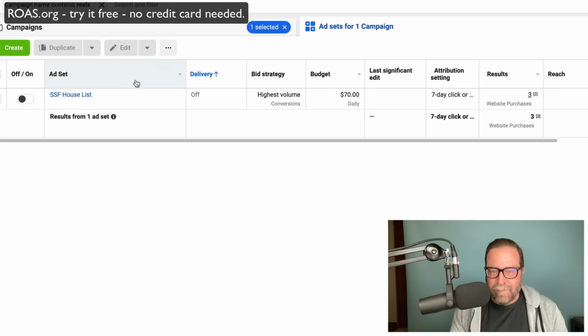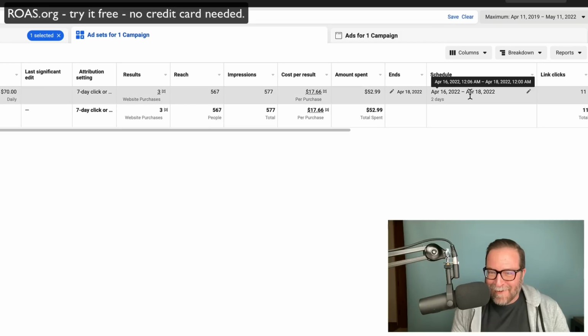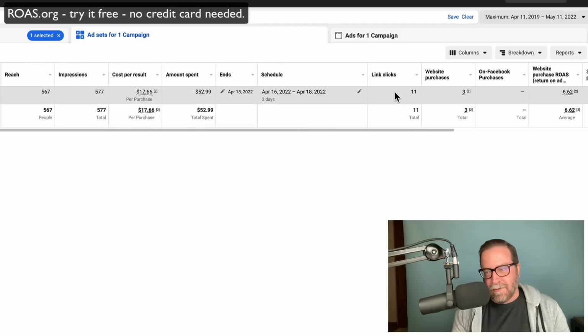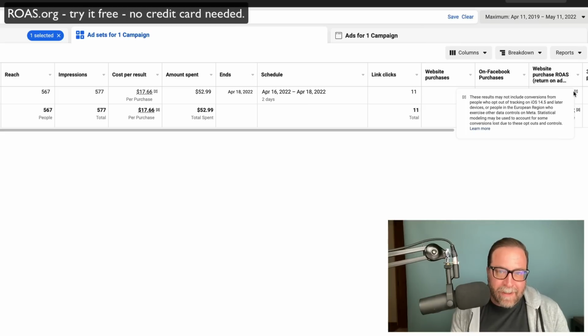This is ridiculous. So this was all retargeting, by the way. And if we look at it, I spent $70 a day on there, so I didn't even spend the whole amount. I spent a grand total of $52. And according to Facebook's analytics, which are questionable, it got me 6 times return on the money, which was crazy.